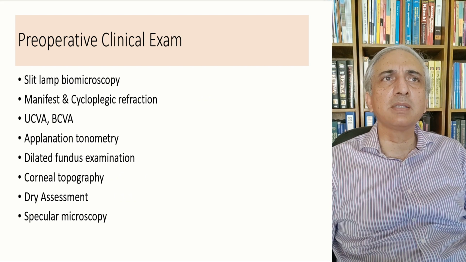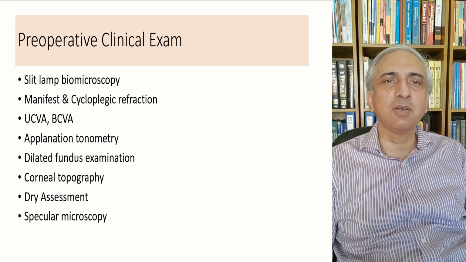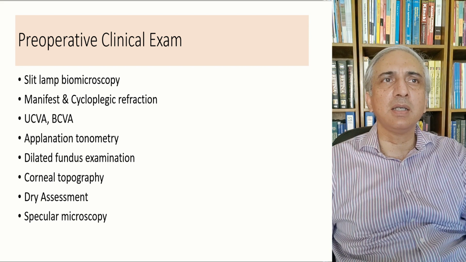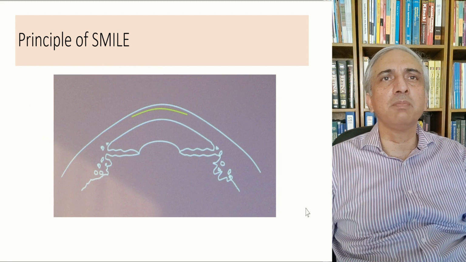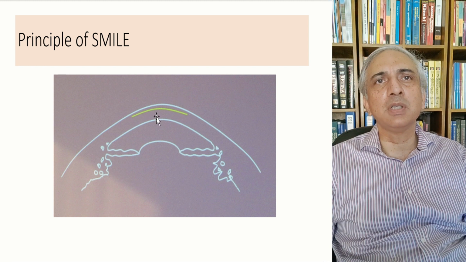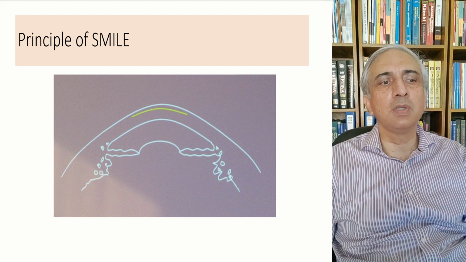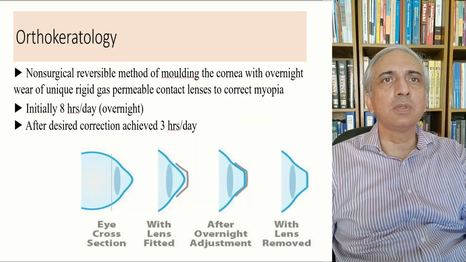The pre-op clinical examination would be the same: slit lamp examination, manifest and cycloplegic refraction, uncorrected and best corrected visual acuity, applanation tonometry, dilated fundus exam, corneal topography, dry eye assessment, and specular microscopy. The principle of SMILE is that here you produce that lenticule with this. So you have a cut anterior and the posterior cut, and then you have another cut over here through which you go and remove this. So here you have this lenticule being removed in the SMILE.